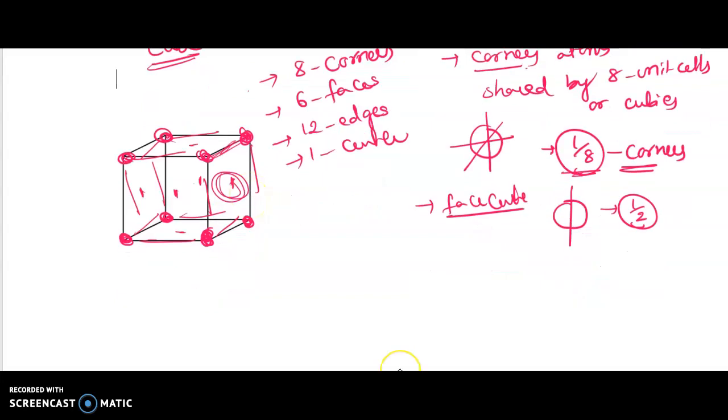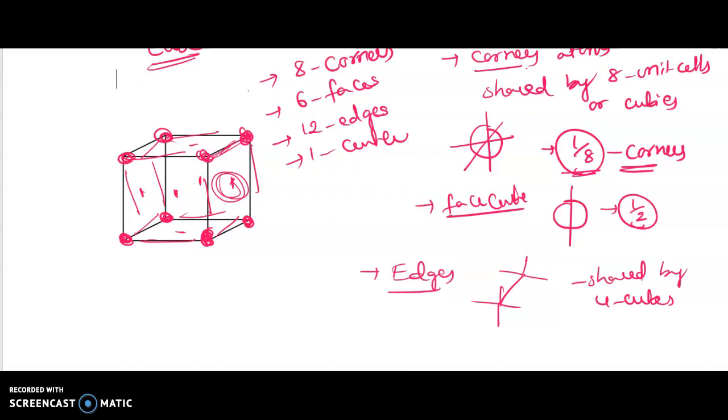Next one is at edges. Each edge is shared by 4 unit cells or 4 cubes. So one atom is divided into 4 parts. How much part does each cube get? That is 1 by 4. At edges, the contribution will be 1 by 4.